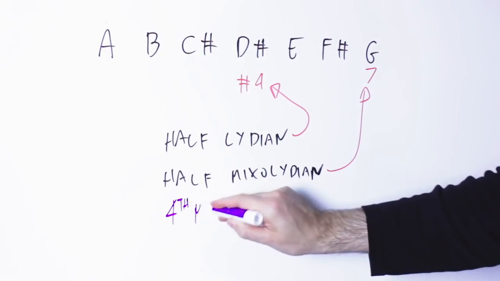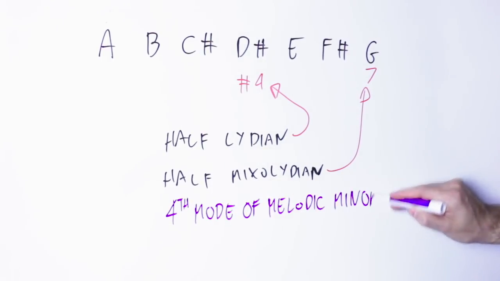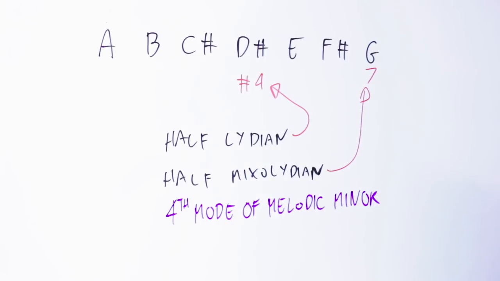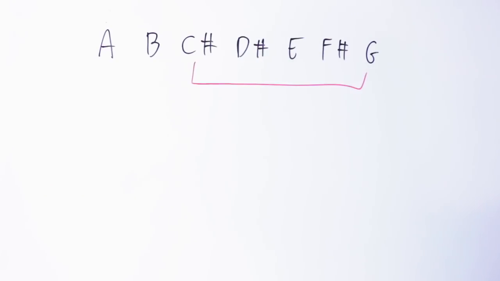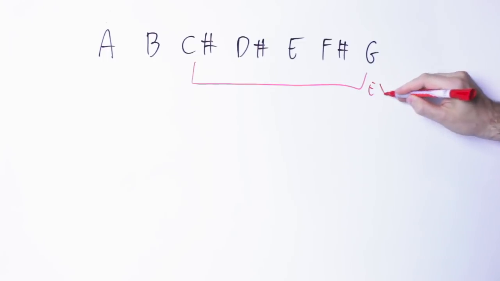More than that, this scale is also the fourth mode of the melodic minor scale. If you don't know what modes are, don't worry too much right now. And if you want, you can always check out my course, Master of the Modes, to understand exactly what I meant with that. Another interesting characteristic of this scale is that it contains two tritones.